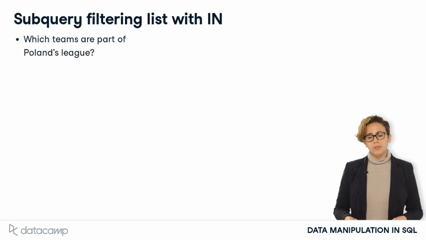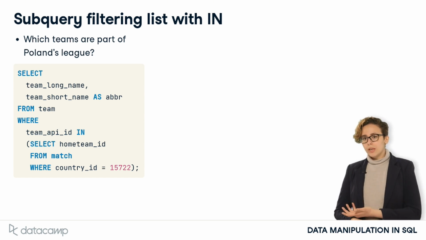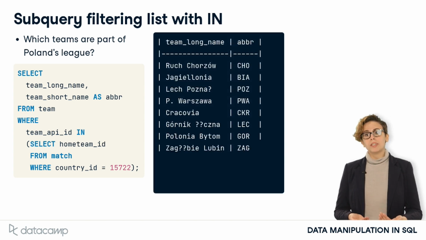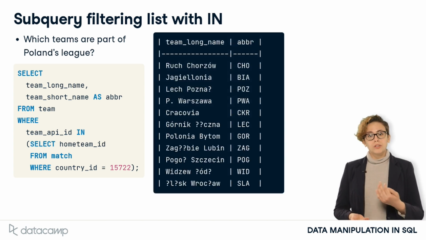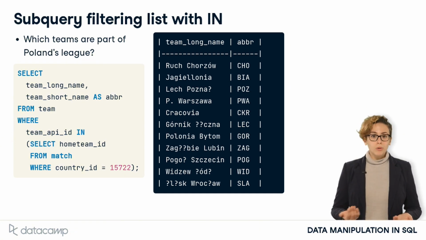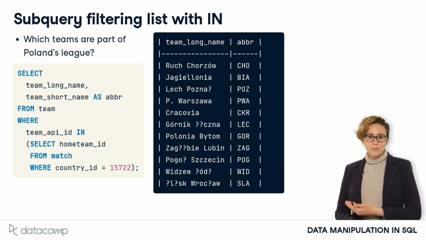Subqueries are also useful for generating a filtering list. This query answers the question, which teams are part of Poland's league? The team table doesn't have the country IDs, but the match table has both country and team IDs. By querying a list of home team IDs from match, where the country ID is 15722, which indicates Poland, you can generate a list to compare the team API ID column in the where clause.